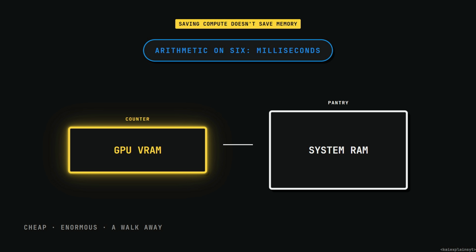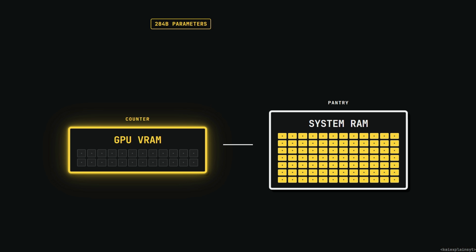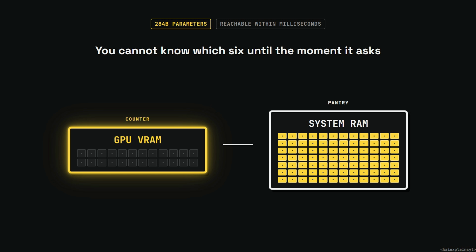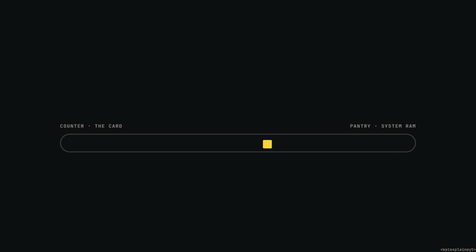Saving compute doesn't save memory, though. All 284 billion parameters still have to exist somewhere reachable within a couple of milliseconds, because you cannot know which 6 the next token wants until the moment it asks. So the weights live in your system RAM, in the pantry, and the card keeps whichever ones fit on the counter. Every time a token routes to an expert that isn't on the counter, somebody has to walk down the hall. That walk is where all the time goes.